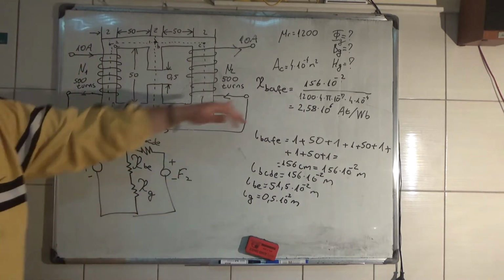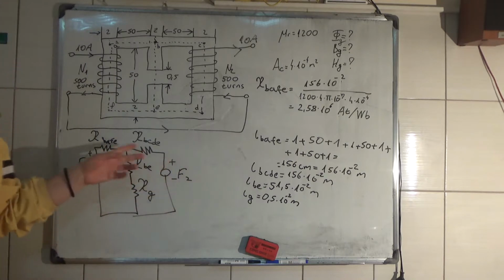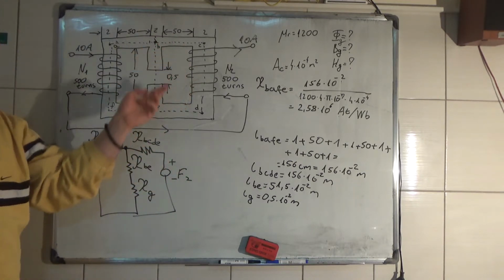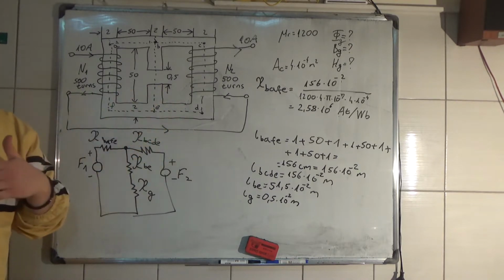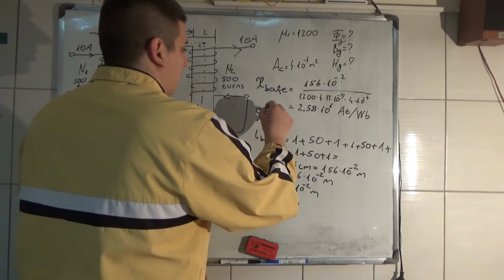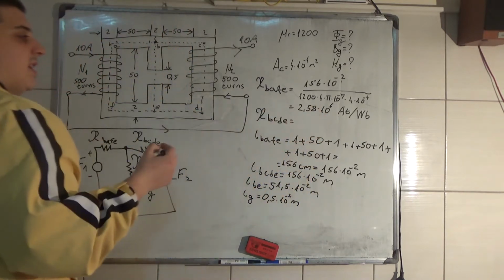Well, the reluctance of BAFE is the same as the reluctance of BCDE because the length is the same, the cross-section area is also the same, and the permeability is the same. So it is also the same value.